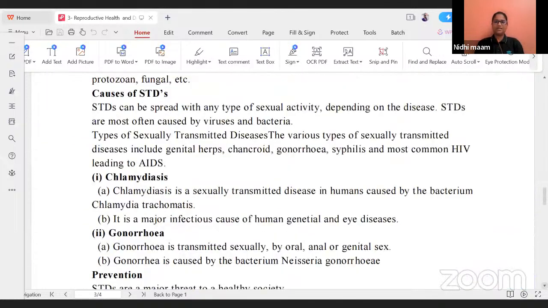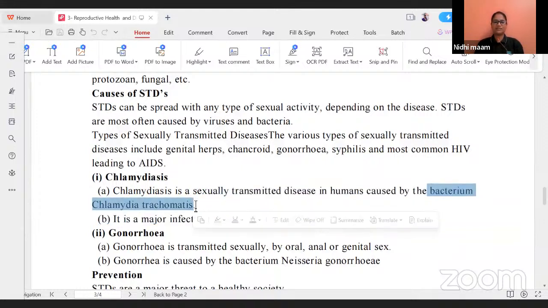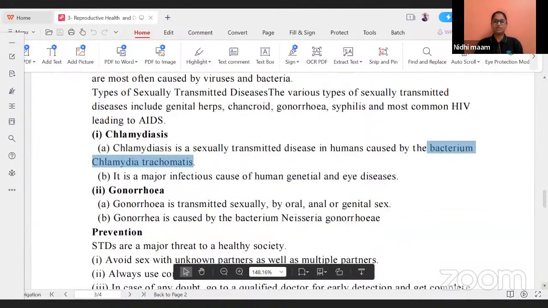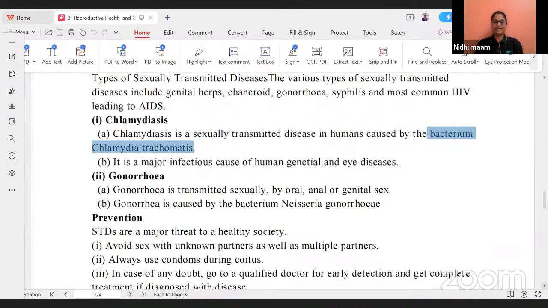Yeah. Here you can see causes of STD, sexually transmitted diseases. Chlamydiasis. So chlamydiasis means what? It is a disease caused by the bacteria named Chlamydia trachomatis. It is a bacterial disease. Which is the bacterial disease? Chlamydiasis, right? It is a major infectious cause of human genital and eye disease.